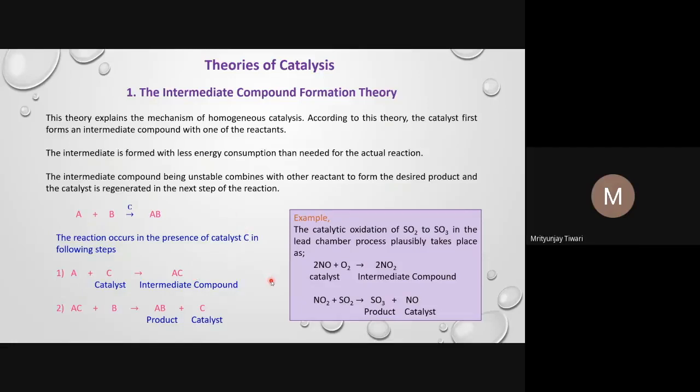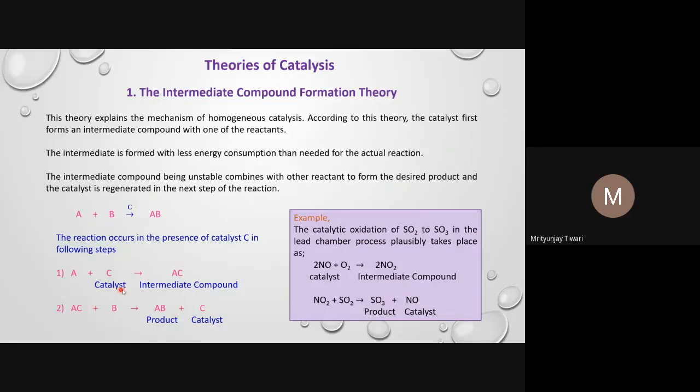Initially this was the energy profile of the reaction. Now the energy profile will be something like this, with two steps and two barriers. Just as a hypothetical example, the catalyst C will first react with reactant A to form AC, which is an intermediate compound. This intermediate compound is not thermodynamically stable. So this AC will now react with B, another reactant, to form AB, and then the catalyst C is regenerated and released. Now it is available for the next phase of the reaction.